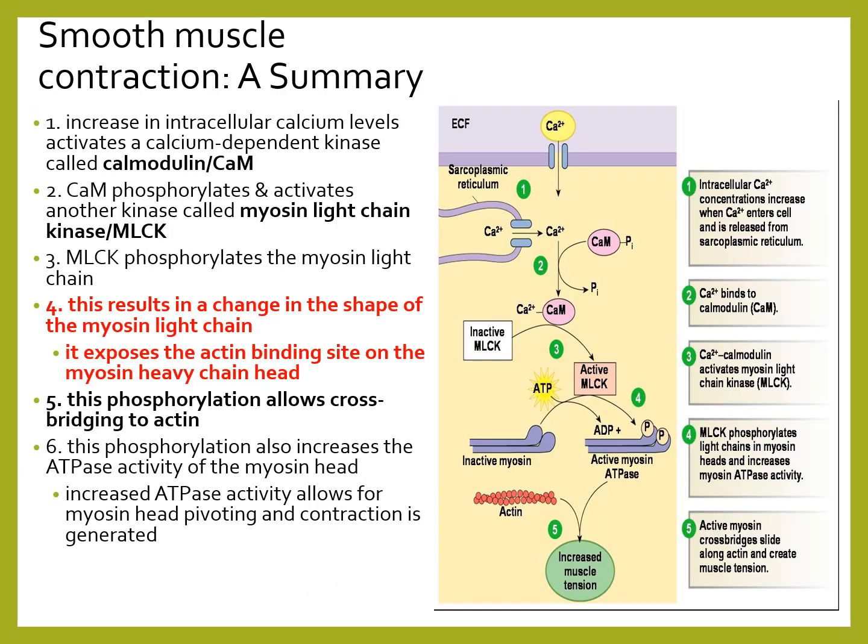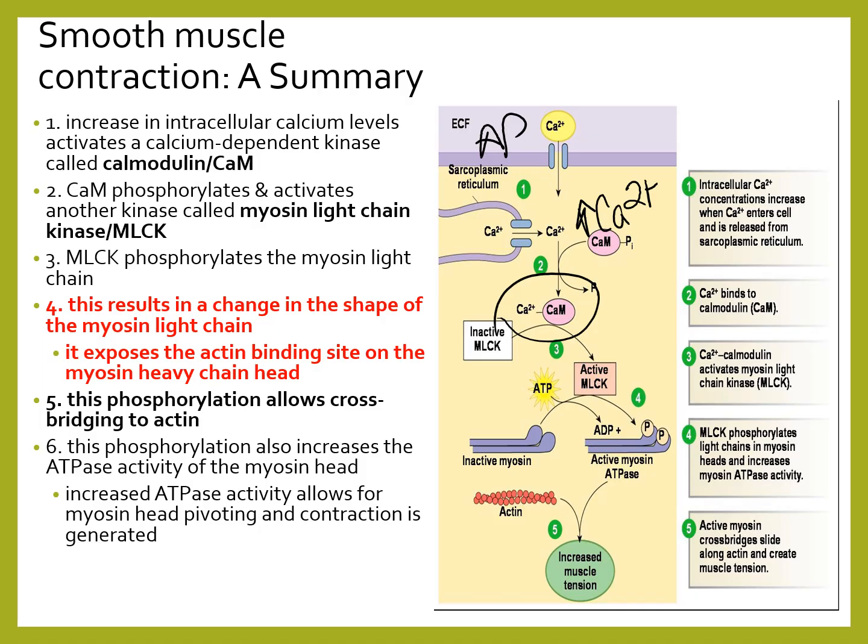Remember, ultimately the action potential is going to cause an increase in intracellular calcium. That increase in intracellular calcium primarily comes from the sarcoplasmic reticulum, but that increased intracellular calcium now is going to cause the activation of a kinase called calmodulin. Calcium is going to bind that protein called calmodulin, turn it on.